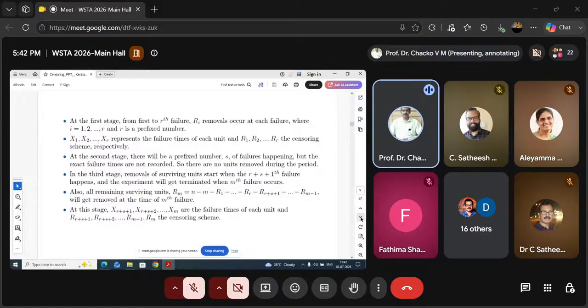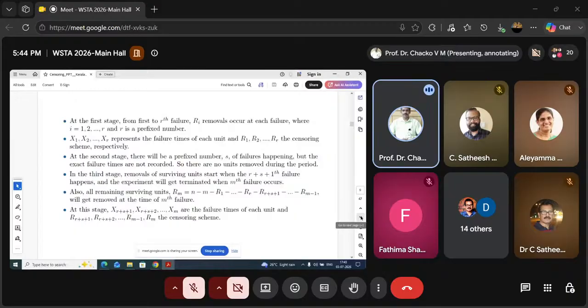And after that, after the removals, we will have some failures, but the exact time will not be known. That is the data available. At the third stage, there is a prefixed number. I will show. So we can group all these data: first stage data, second stage data, and third stage data, and prepare a likelihood function.